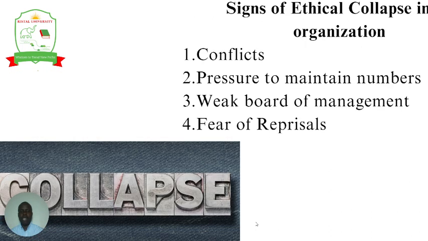Then we look at signs of ethical collapse in organizations. What are some of the things that, when we see them in organizations, we can say, this organization, in terms of ethics, has already collapsed? Number one is conflicts: high levels of conflicts within the organizations, high levels of conflicts even at country level, and so on and so forth.